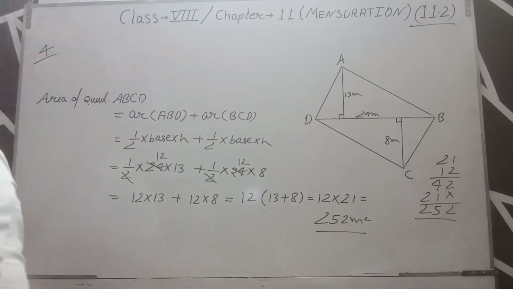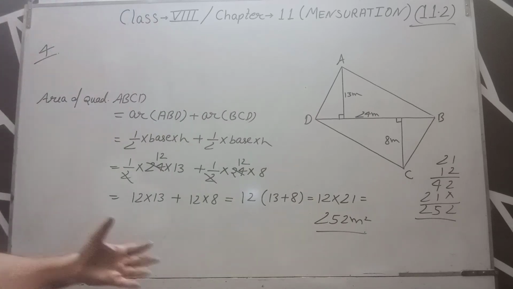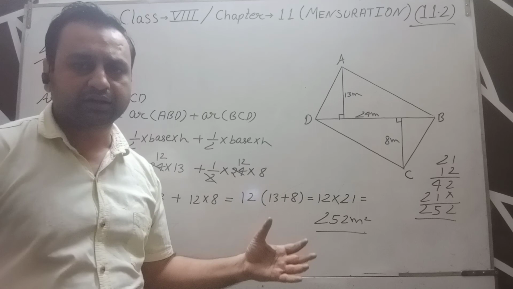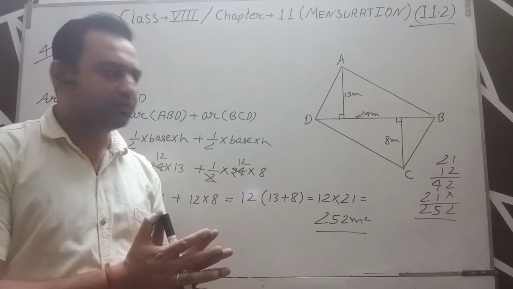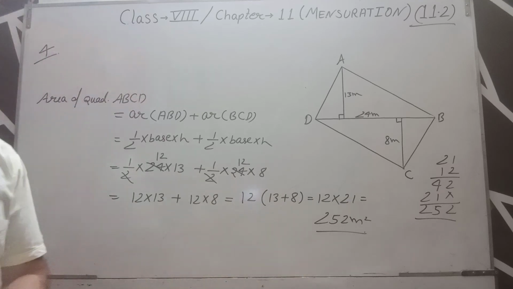So it's very easy. We divide the quadrilateral into two triangles and we find out the area of the triangles, and after this we find out its addition. Just note down.